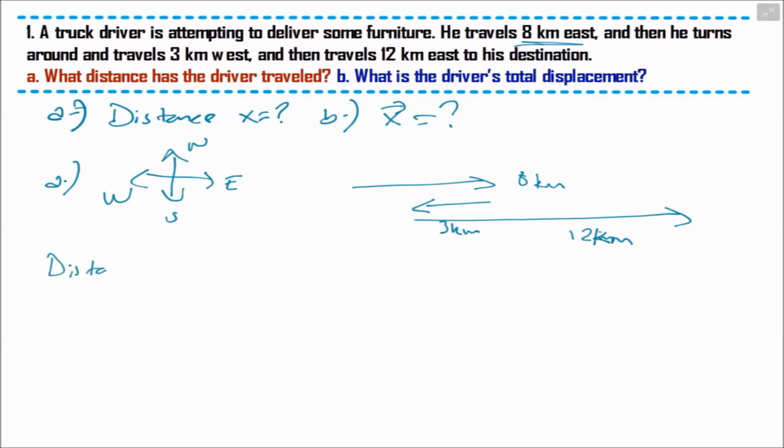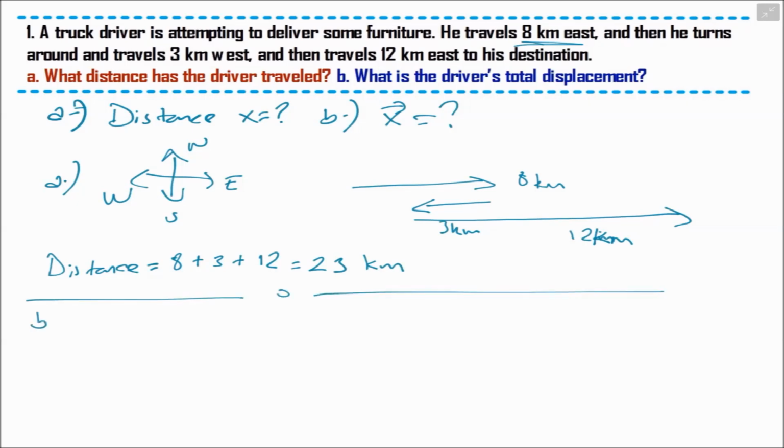So distance is going to be 8 plus 3 plus 12. That means 23 kilometers. And for the B, it is the displacement. So it will be 8, because the direction of the 8 is the east, that means positive direction, and the direction of west is the negative direction. We will subtract: 8 minus 3 plus 12. It's going to be 17 kilometers.